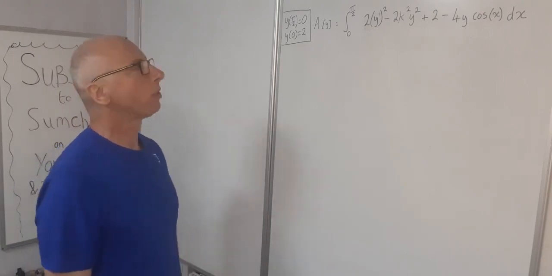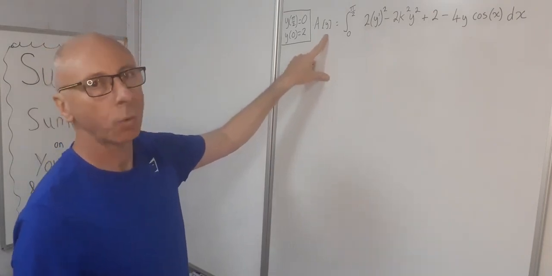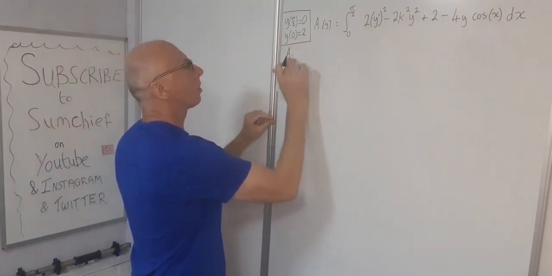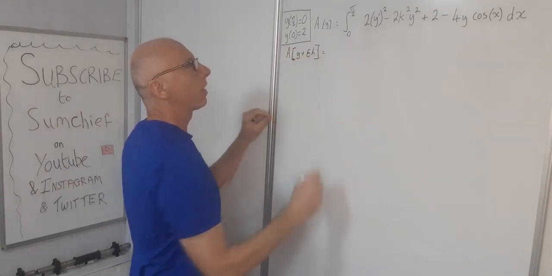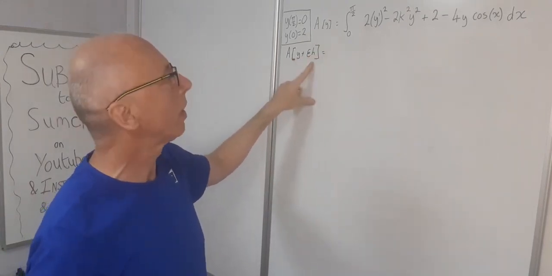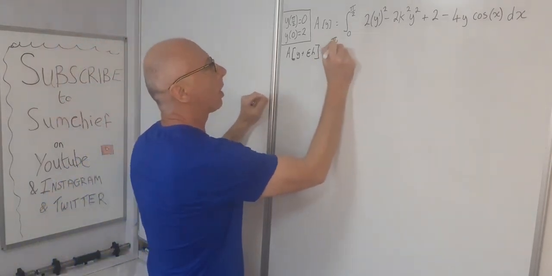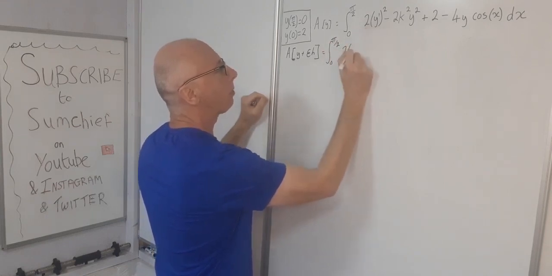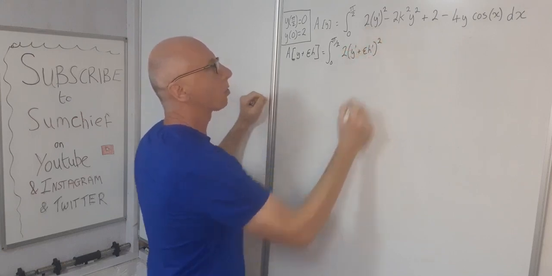So Gateaux differential, first thing, we take our function A and we plug in y plus epsilon h. So we write it like this, actually, I'll do square brackets, A of y plus epsilon h. Wherever we see a y, we're going to plug in y plus epsilon h, and that includes the derivatives. So 0 to pi over 2, and then 2. Now the y prime will become y prime plus epsilon h prime, and still squared.